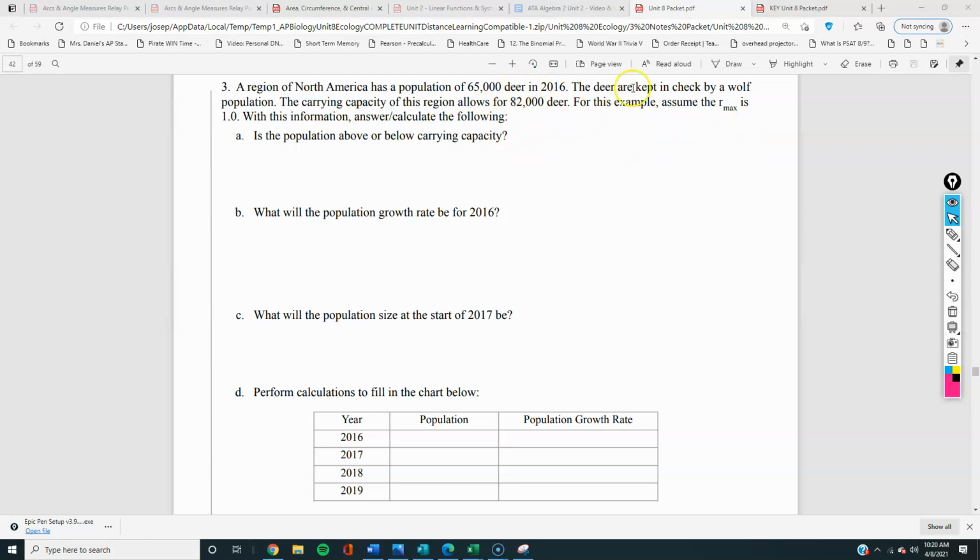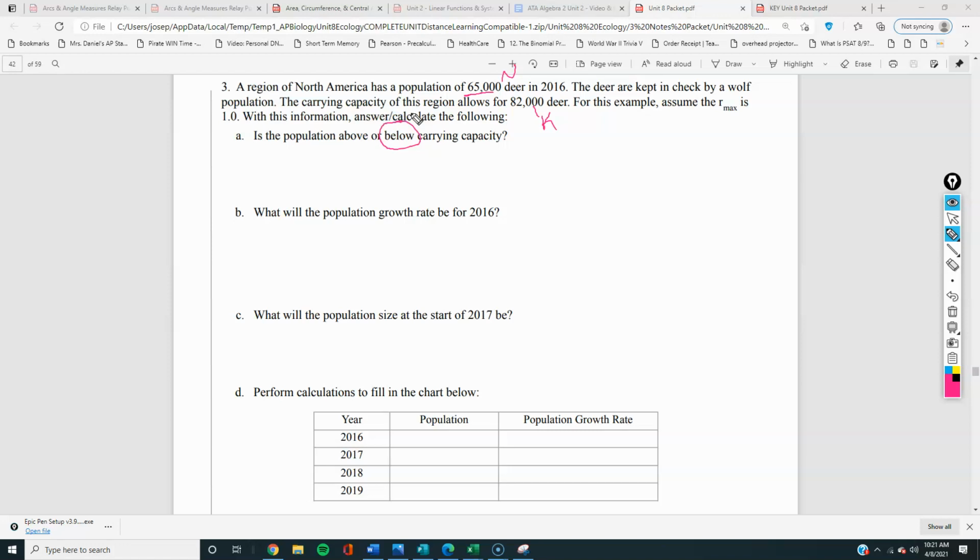So, there's 65,000 deer. The carrying capacity is 82,000. We're going to assume R max is 1.0. And let's answer the following. Is it above or below carrying capacity? That's our N. This is our carrying capacity. We are below carrying capacity. Alright, what's going to be my growth rate in 2016?